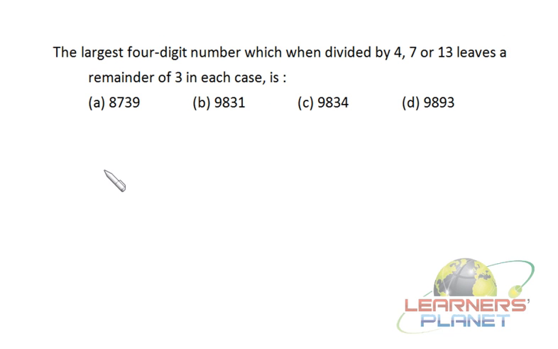Now let's see this problem. The largest 4-digit number which when divided by 4, 7 or 13 leaves a remainder of 3 in each case. That means we have to first of all find out the LCM of 4, 7 and 13. Then we have to find any multiple of this LCM which takes us to a 4-digit number. Then we have to add 3 to that. Okay, so this is our final answer.